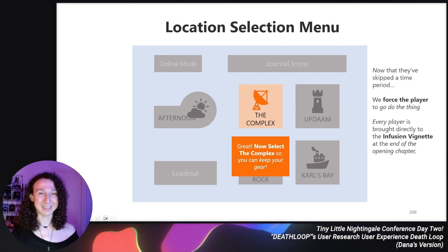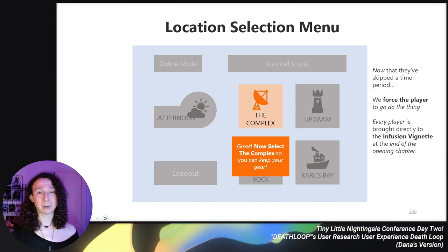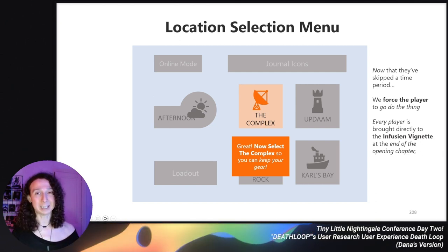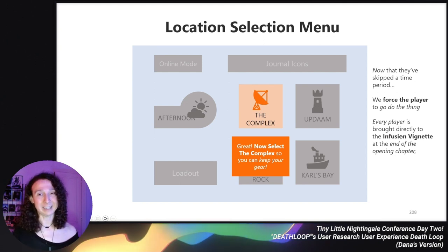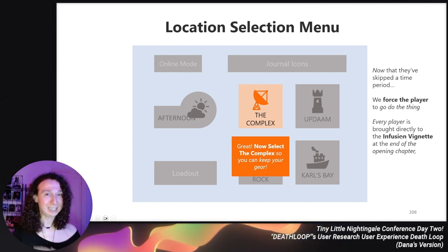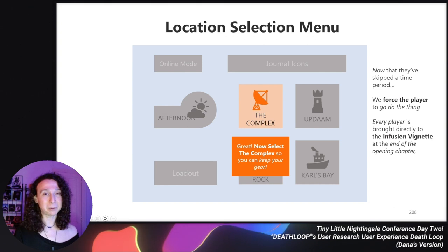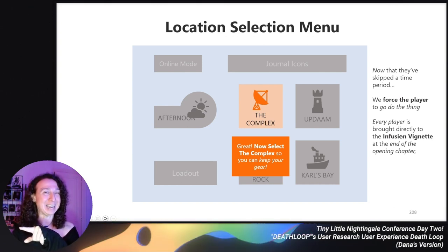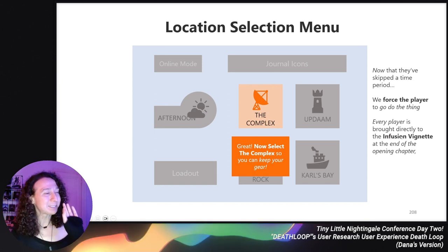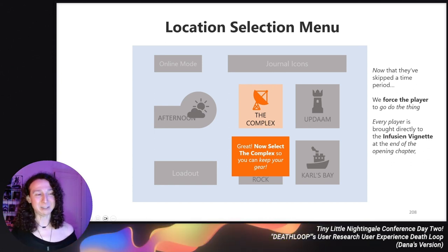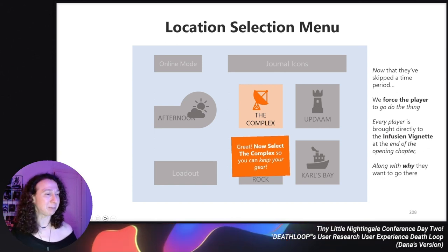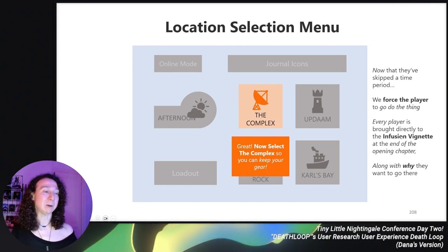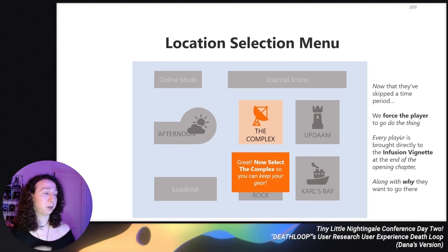Because I know someone's going to ask, yes, we looked for a way to let players disable this. They could say, yes, I verify that I understand this, I don't need the tutorials. Again, way out of scope for what we were doing. I'm answering that question now because I know it's going to come up. So every player is brought directly to the infusion vignette by the end of the opening chapter, along with why they want to go there. And we reinforce that over and over again.